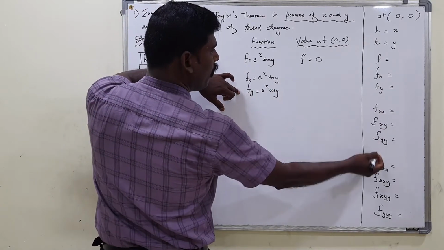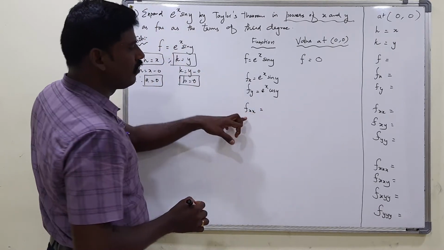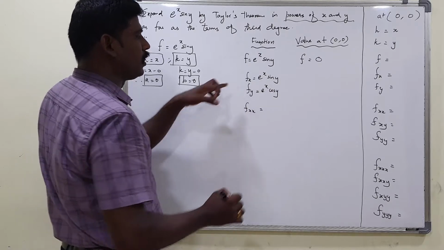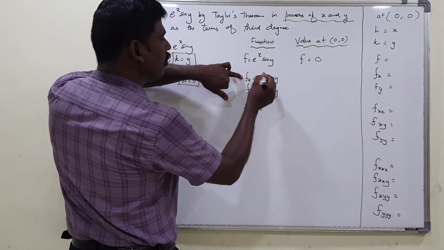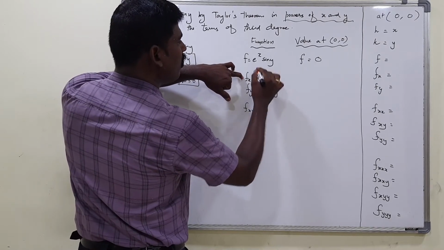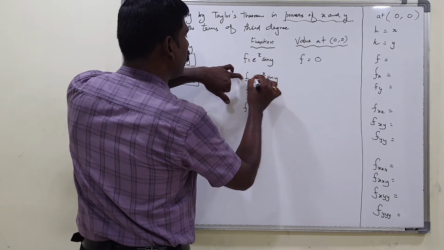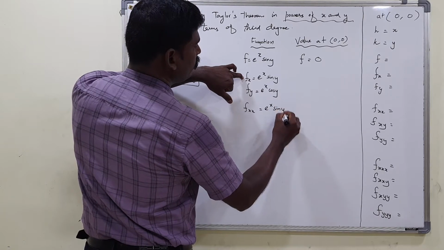And then I am going to find out the second order partial derivatives. f double x: how can you find f double x? Derivative of fx with respect to x once again. What is fx? Here it is. So I am going to take the partial derivative once again with respect to x, and you get f double x, which is e power x into sin y.